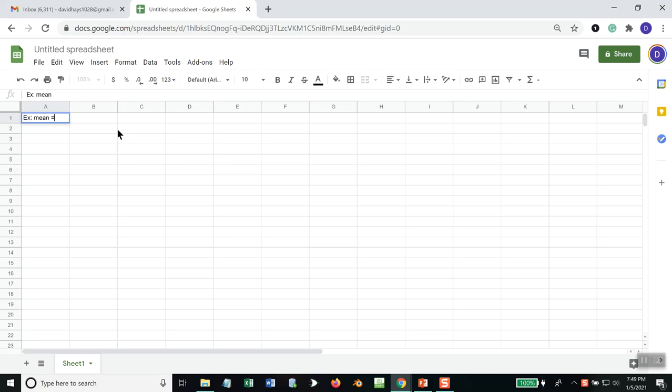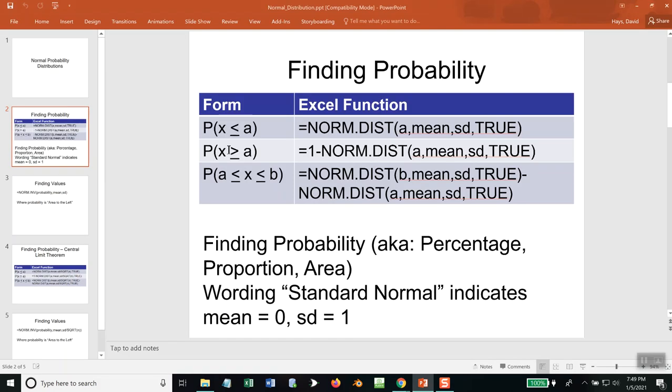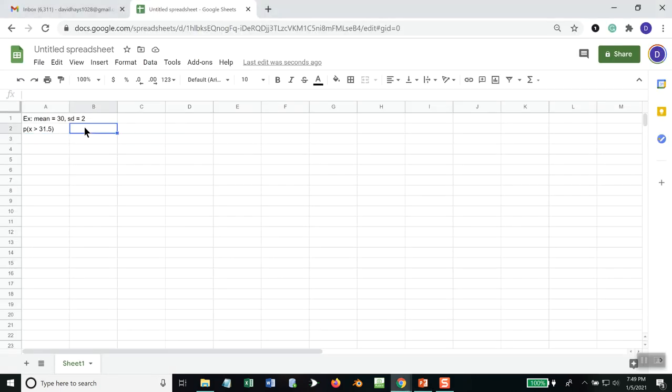Okay. So I tell you the mean, let's say it's 30, the standard deviation is 2, and we're trying to find the probability that x is greater than 31.5. We're going to look at all the different cases. It doesn't matter whether it's greater than or equal to, same formula. The number that follows your inequality is your A. So here, A is equal to 31.5.